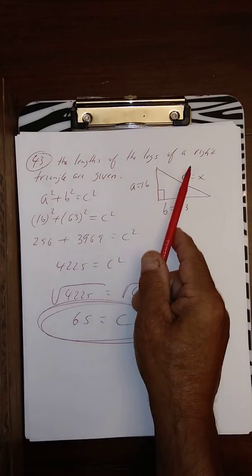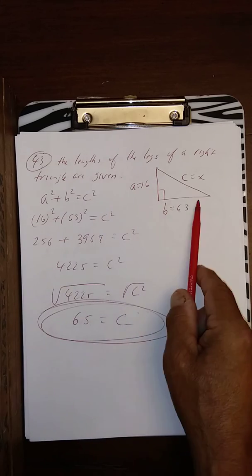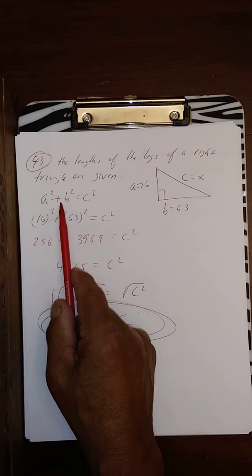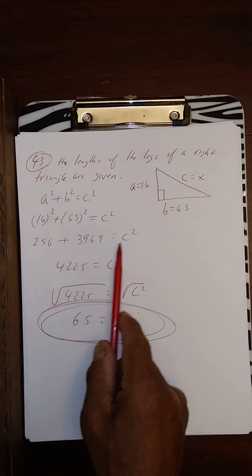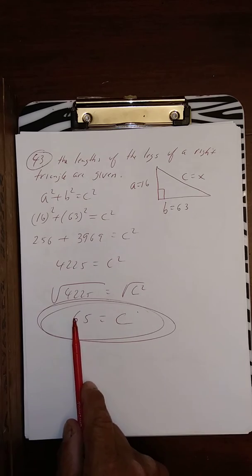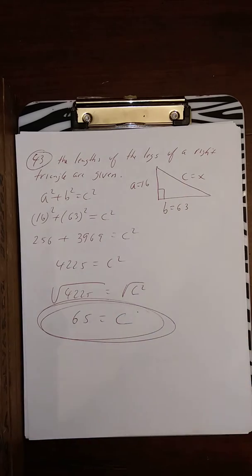The legs of the right triangle are given. That's A and B, and C we don't know. A squared plus B squared, the Pythagorean theorem, Pythagoras. We have this number plus this number is that. Add them together, you get this. Square root of this, square root of this. So this is 65 equals C, so this is 65.